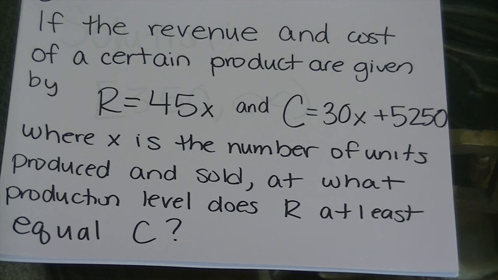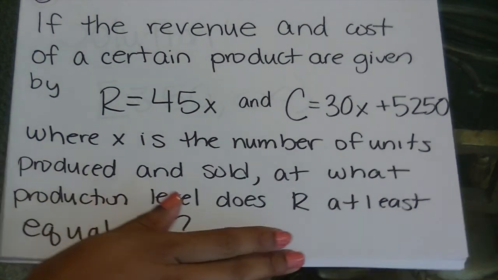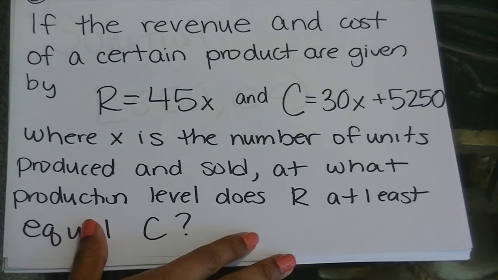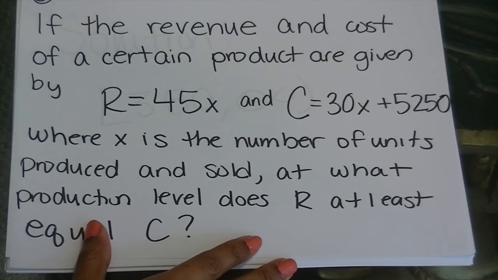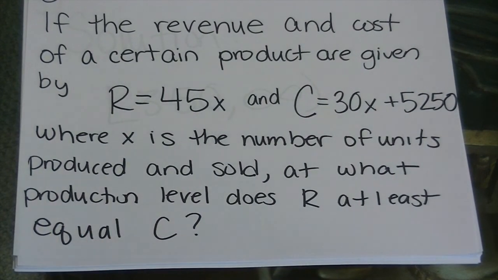Okay, so again, we're at the point where you can try a problem and see if you understand. So this says if the revenue and cost of a certain product are given by R equals 45x and C equals 30x plus 5,250, where x is the number of units produced and sold, at what production level does R at least equal C?